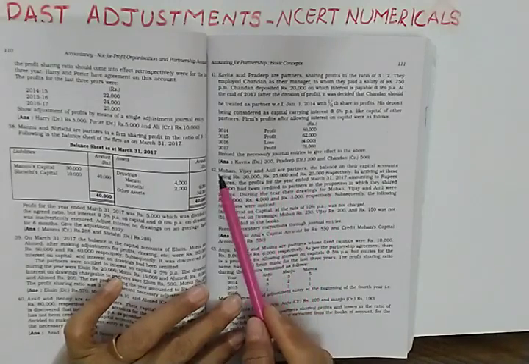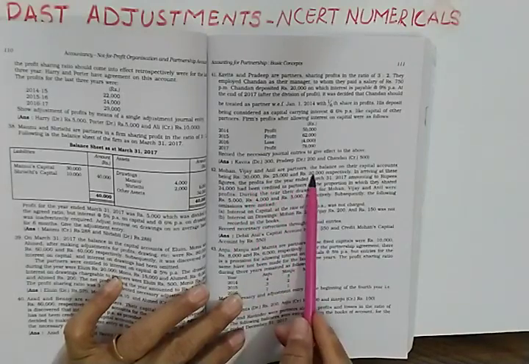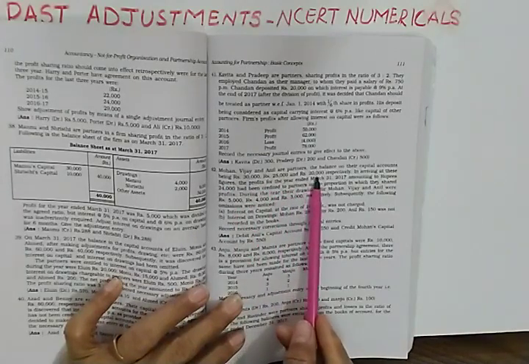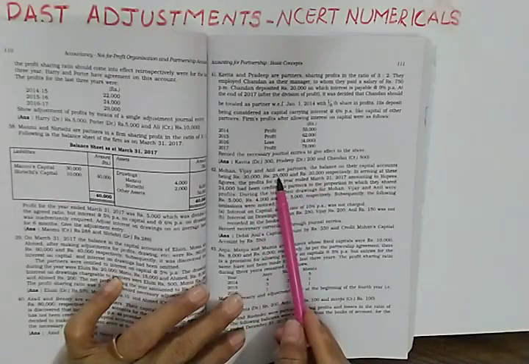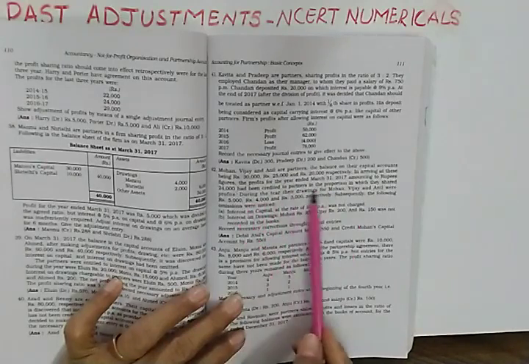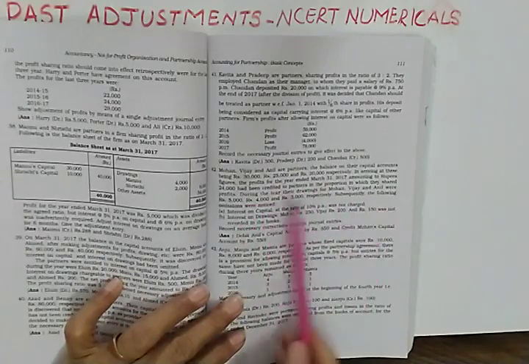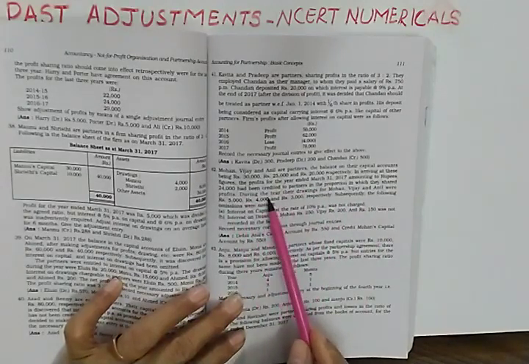Whenever you start reading a particular numerical, a few points should come to your mind immediately. Whether this is opening capital or closing capital. If it is an opening capital, then you don't have to make any statement showing opening capital. But if it is a closing capital, in that case you have to prepare one additional statement, that is, statement showing opening capital. So in this we have already added profits in the ratio. We'll see whether the profit sharing ratio is given or not.